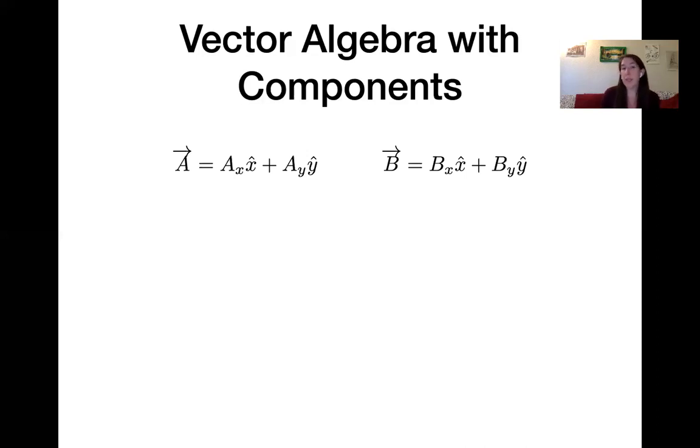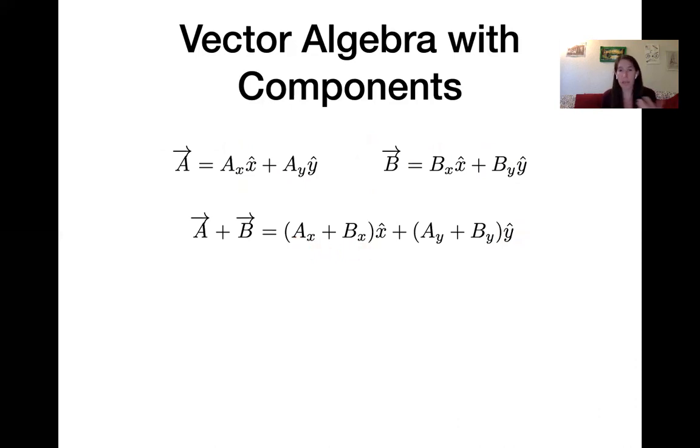So let's say we have these two vectors, a and b, where again, a sub x and a sub y are the components of vector a, b sub x and b sub y are the components of vector b. If we want to add two vectors, then this is the formula that we use. For the new vector, and we know it's still a vector, it still has these x hat and y hat unit vectors, we simply add the x components together for the new x component and the y components together.